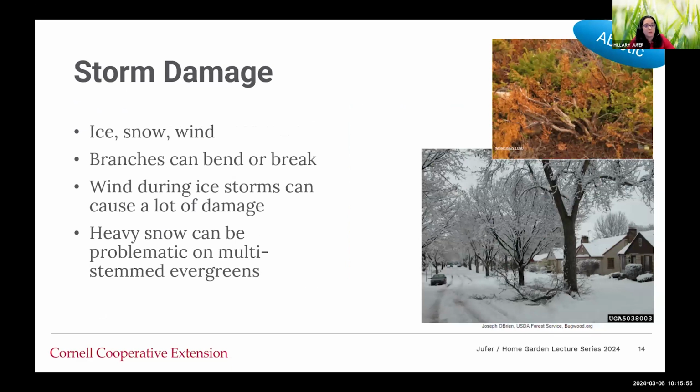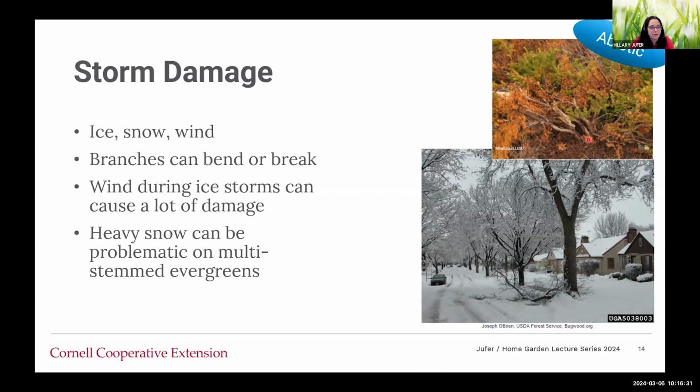So the next thing that we're going to talk about is another abiotic factor, snow damage, which is commonly thought of as ice, snow, and wind during the winter. Branches can bend and break, and wind during ice storms can cause a lot of damage itself. The wind can be a problem. Heavy snow can also be problematic on multi-stemmed evergreens. Things like yews, arborvitae, and juniper are going to have a lot of problems because of this storm damage.